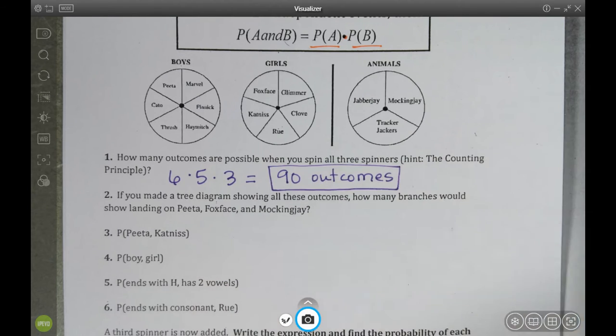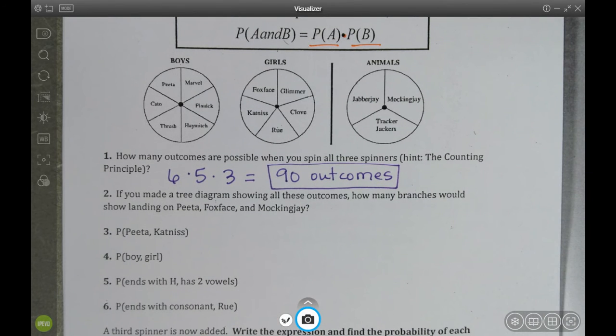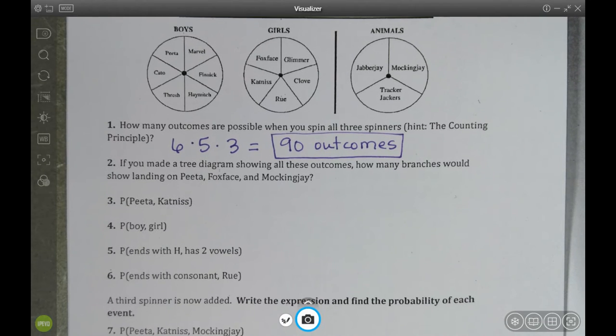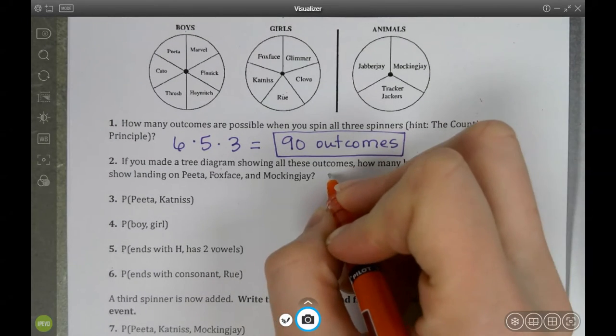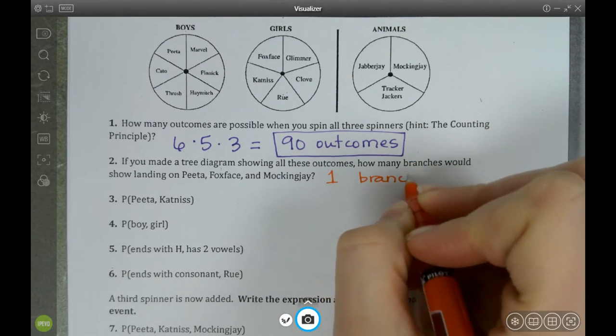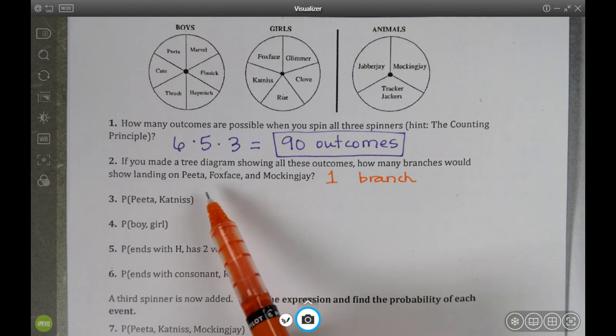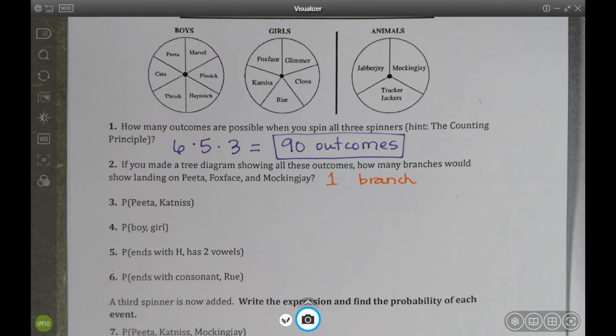So could this be considered exponential growth or is it inconsistent? Too inconsistent. Okay, if you made a tree diagram showing all of these outcomes, how many branches would show landing on Peeta, Foxface, and Mockingjay? Just 1. There's only 1 Peeta, there's only 1 Foxface, and there's only 1 Mockingjay. So there would only be 1 branch showing that.